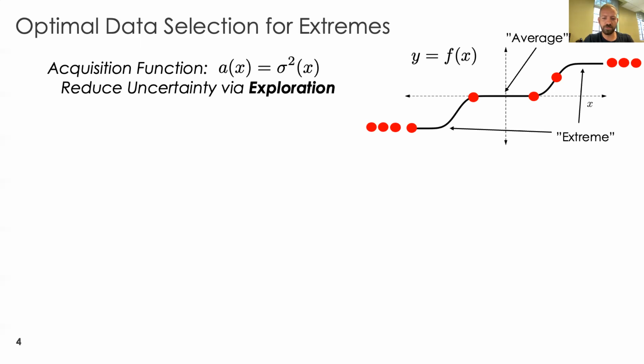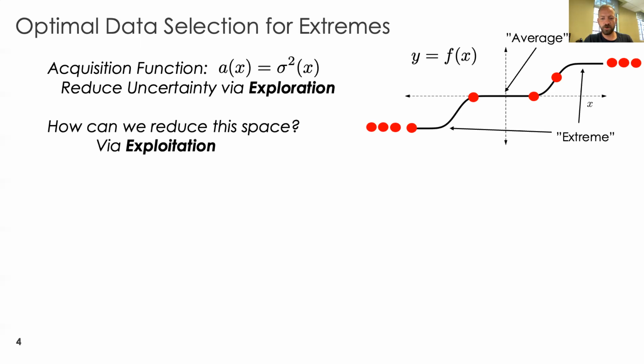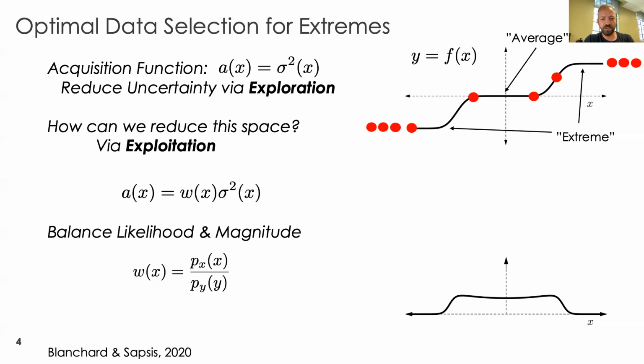But you might notice that there is a problem here if x goes to infinity, meaning sampling this way is not generally tractable. So to reduce this space, we impose some domain knowledge via exploitation and add weights to our acquisition function. And so a proposition that we have recently introduced is a ratio between the probability distribution of the input and the output. And if we apply this to the function above, we can see that it finds a balance between something that is likely and something that is extreme.